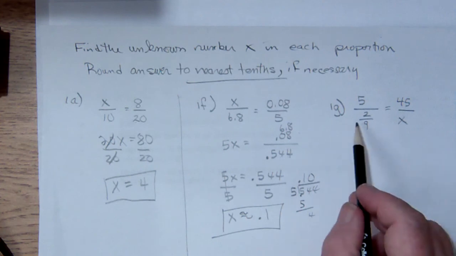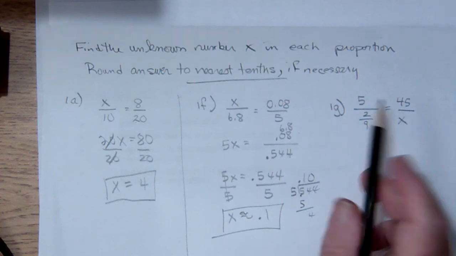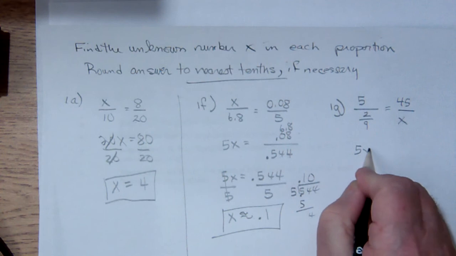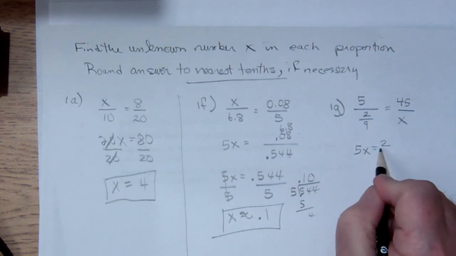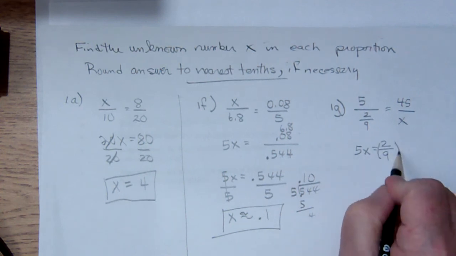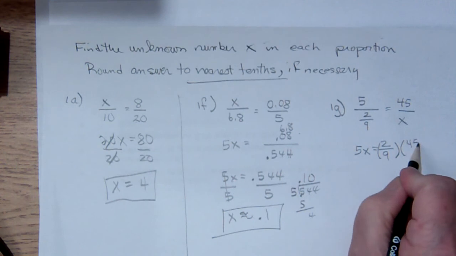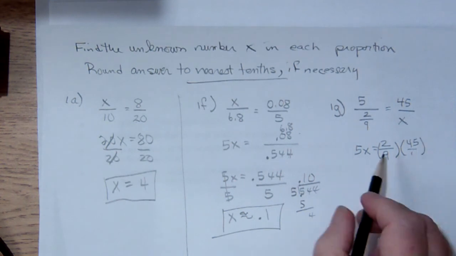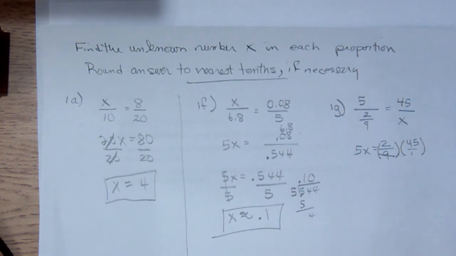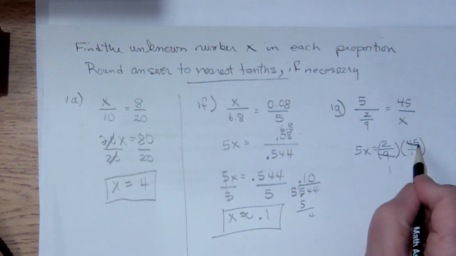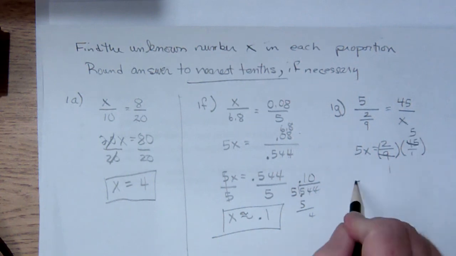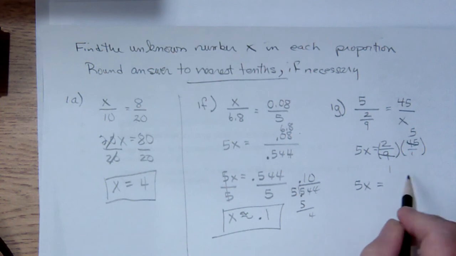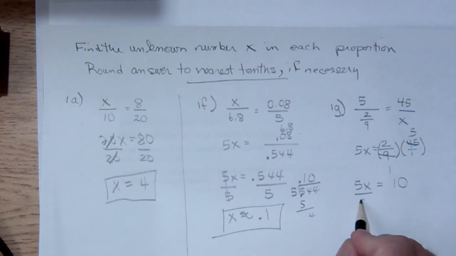Now in this problem, we're going to take this x times 5, that is 5x, and on the other side we're going to have 2 over 9 times 45 over 1. Okay, so 9 goes into 9 once, 9 goes into 45 5 times, so we'll have 5x is equal to 10. We'll divide both sides by 5. We'll conclude that x is equal to 2.